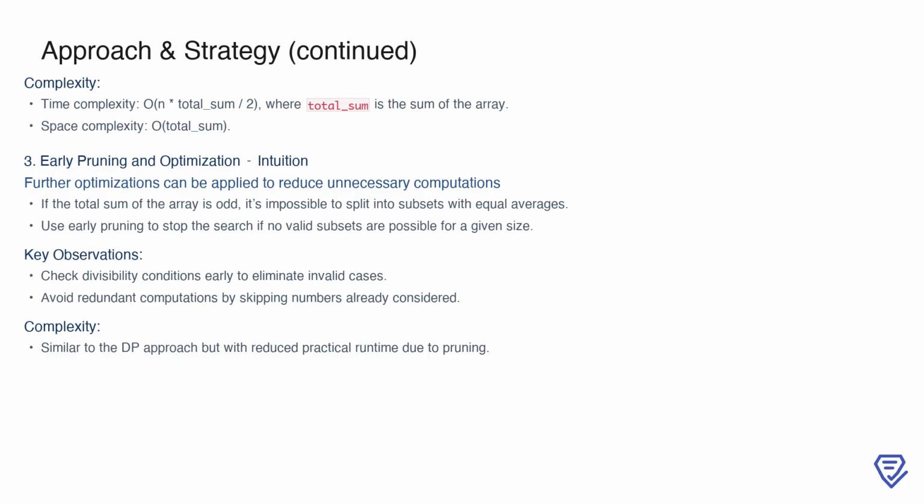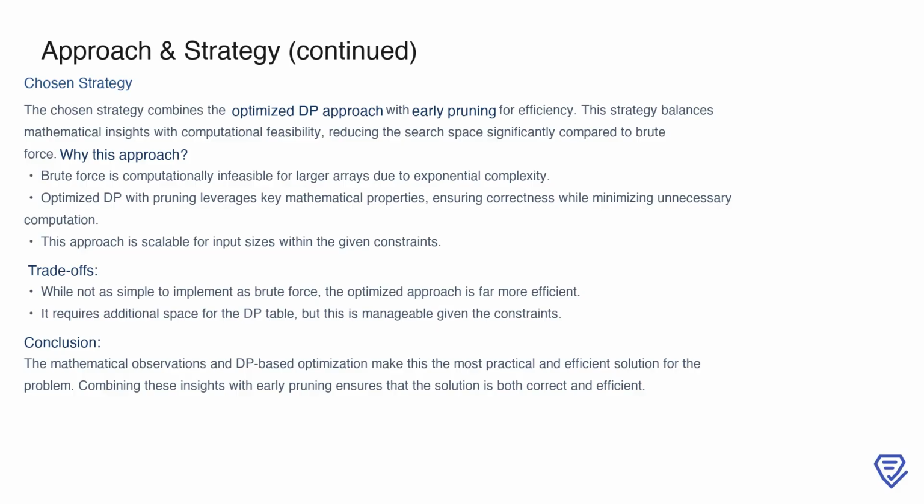Another optimization involves avoiding redundant computations by skipping numbers that have already been considered. These enhancements maintain the overall complexity but reduce the practical runtime by focusing only on valid subset candidates, making the approach even more efficient in real-world scenarios. The selected strategy combines the optimized DP approach with early pruning to achieve a balance between mathematical insights and computational efficiency. This hybrid approach significantly reduces the search space when compared to brute force while maintaining correctness.